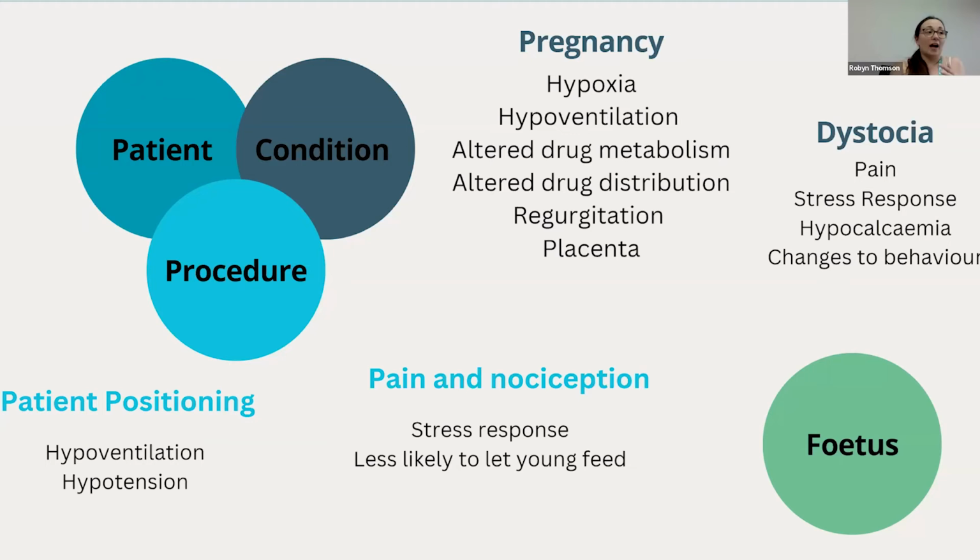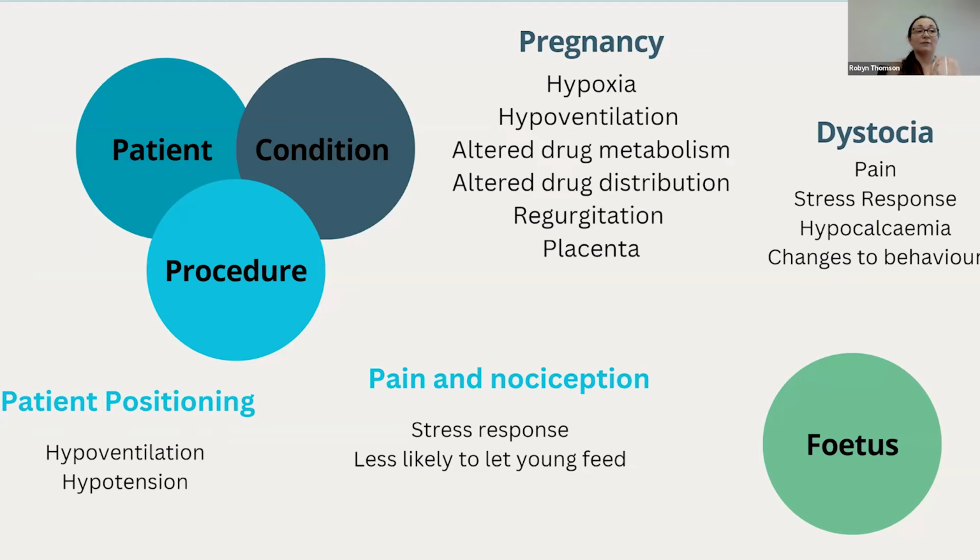Procedure: when we are doing a C-section, patient positioning is a huge problem for these guys. As soon as you turn any pregnant patient onto their back, the risk of hyperventilation really does increase quite dramatically, and they can really struggle. We also have the risk of developing hypertension because we have a big gravid uterus pressing on our main vessels, mainly our vena cava, which again is going to potentially reduce our venous return. This is something we have to think about.